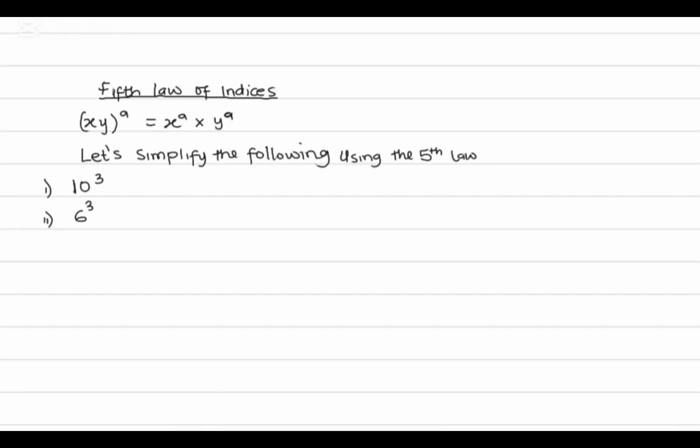So the fifth law of indices says xy raised to power a is equal to x raised to power a multiplied by y raised to power a. What this law is simply saying is that, for instance, let's say we have tz raised to power b. Obviously, we know that tz means t multiplied by z, all raised to power b, and that will simply be t raised to power b multiplied by z raised to power b. That's what the fifth law is saying.